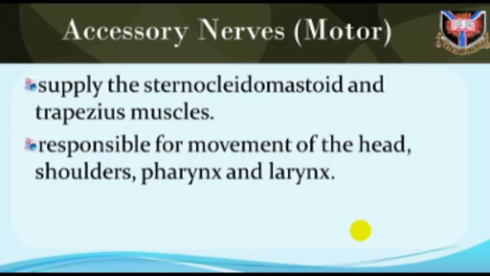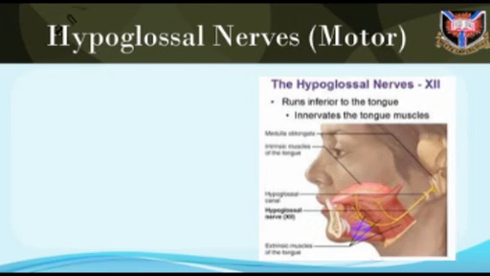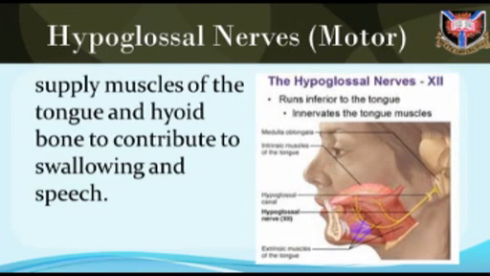Hypoglossal nerves. They are motor nerves arising from the medulla oblongata. They supply muscles of the tongue and hyoid bone to contribute to swallowing and speech.